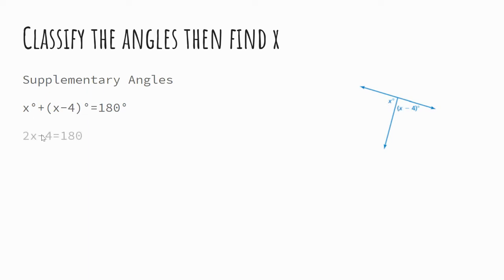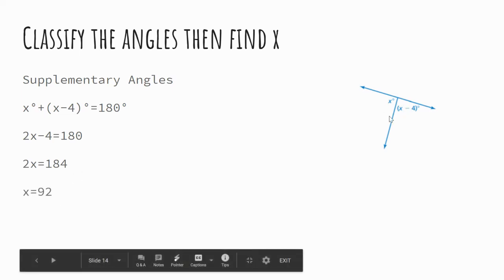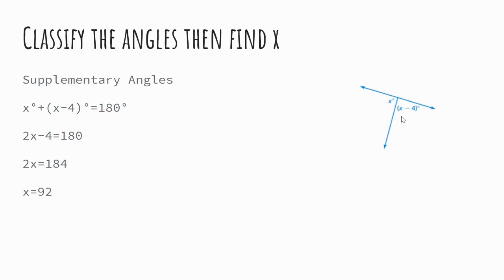Now we just combine like terms. So x plus x is 2x minus 4. Add 4 to both sides. We get 2x equals 184, divided by 2, and x equals 92. So x in each case is 92. If you needed to actually find it, x would be 92. This would be 92 minus 4, which is 88. And 88 plus 92 happens to be 180 degrees.